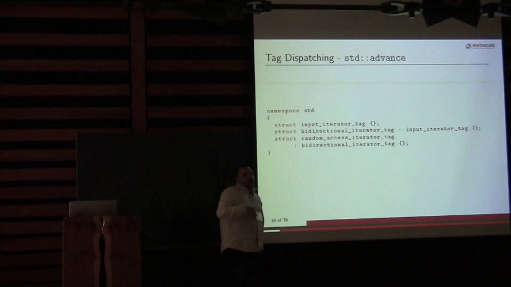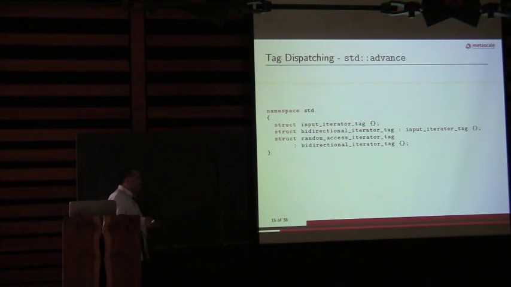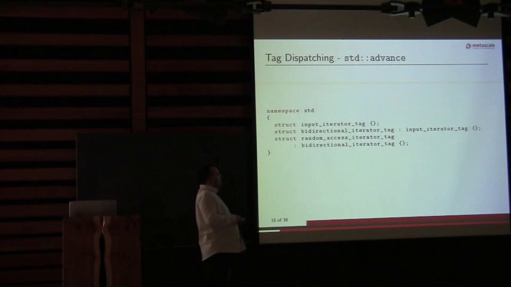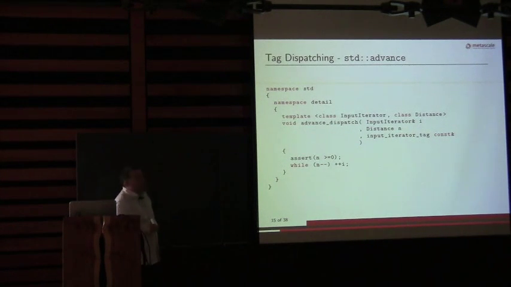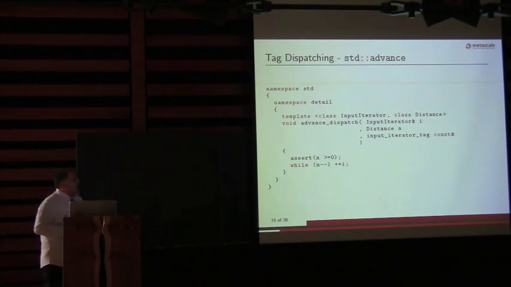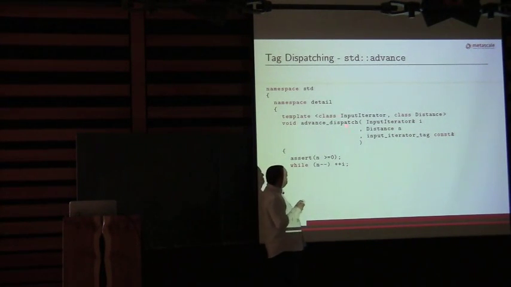Then bidirectional iterator has a bit more in its interface by refining what an input iterator could do. And so does random access iterator, et cetera, et cetera. So now, using those small empty tags, you can start saying, OK, I want to implement std::advance. What happens if I take an input iterator and some distance, and I have this detailed function taking this input iterator tag as parameter?